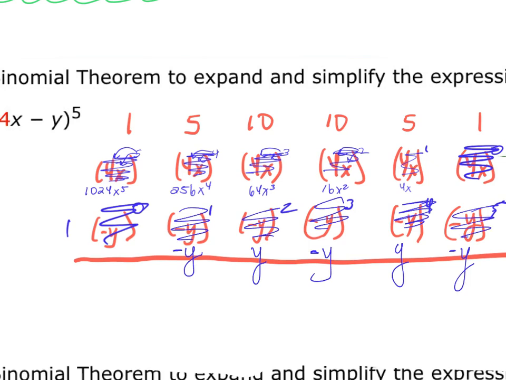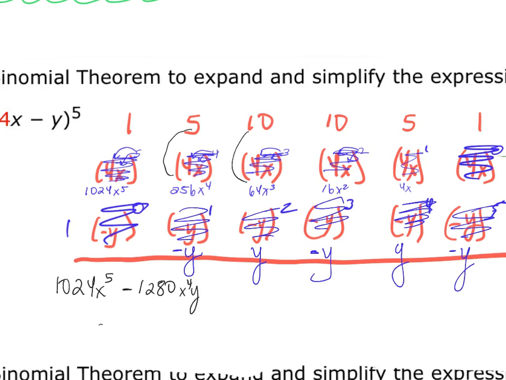So now let's multiply down. 1 times 1024 times 1. 1024 x to the 5th. Right? So 5 times 256. 5 times 256 is 1280. Right? Okay, so I have times then negative y. So it's negative 1280 x to the 4th, y to the 1st.